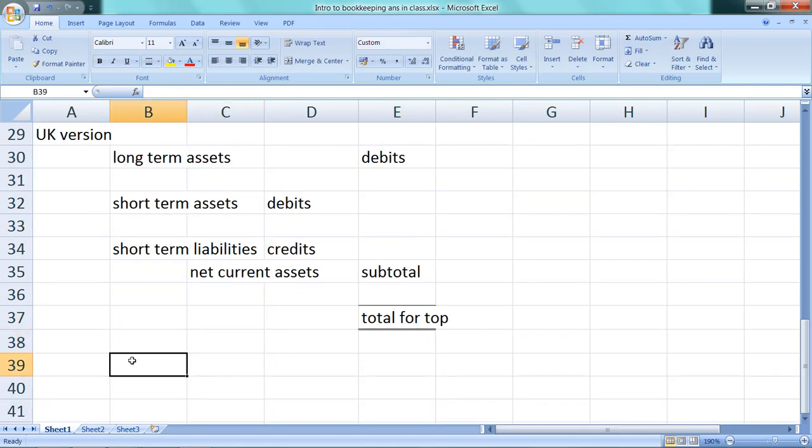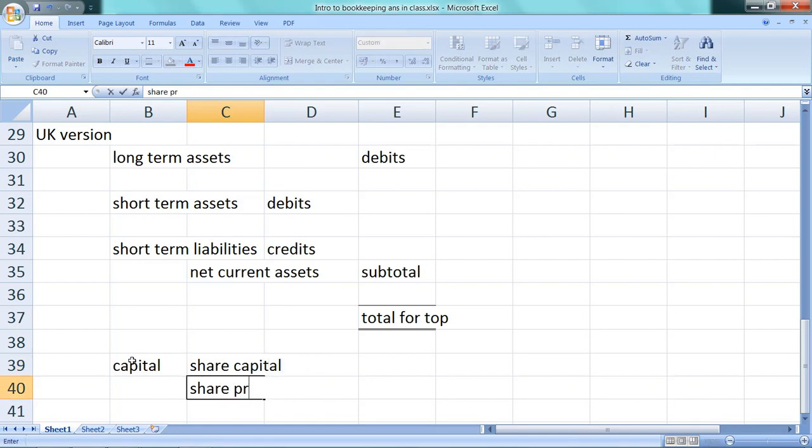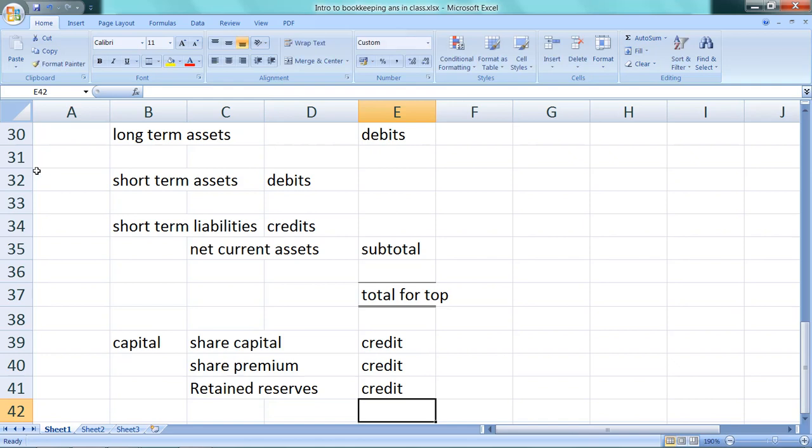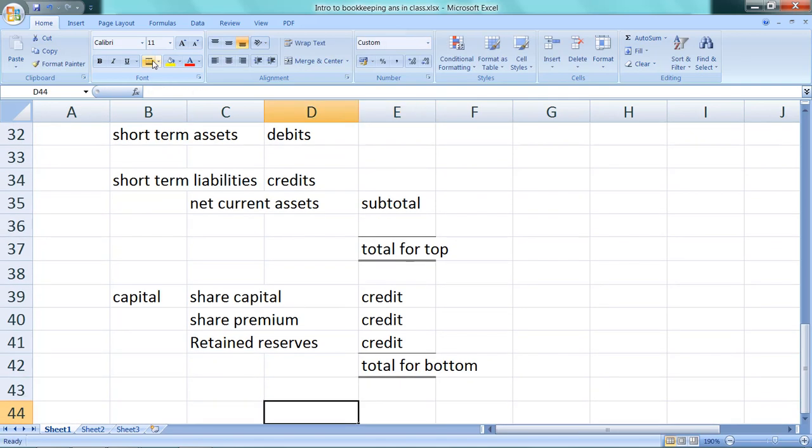Then what we do is we look at the bottom bit, which will be my ownership interest, which is capital, which will include share capital, share premium, and then retained reserves. All of these are credit balances. And that then gets totaled down as total for the bottom. Okay? So if you've got this type of structure, it means you're using UK standards. Does that make sense? Now, it doesn't matter whether you like the UK one or the international one, they give you the same type of information just in a slightly different way.